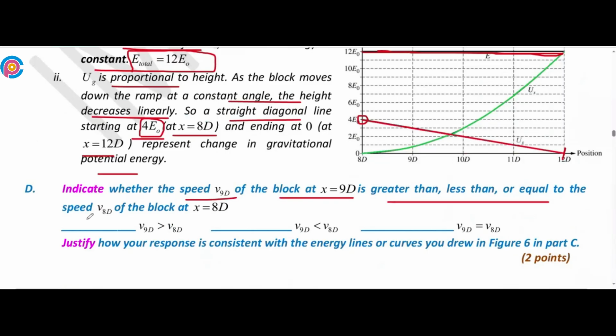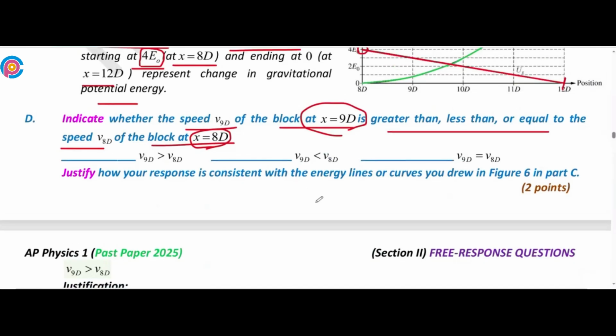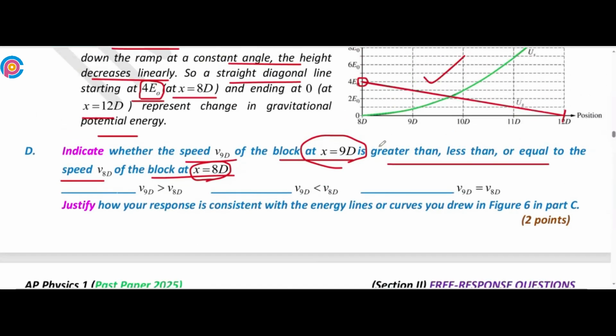Now indicate whether the speed v9d of the block at x equals 9d is greater than, less than, or equal to the speed v8d of the block at x equals 8d. We have to compare the two speeds. There are three options: greater than, equal, or less than. We just have to justify our answer, and it should be consistent with the curve shown in this graph.